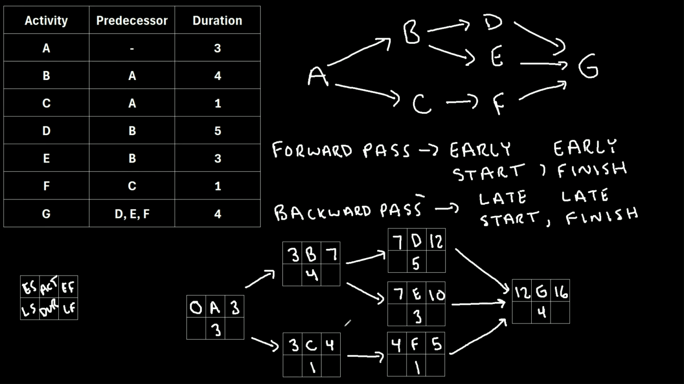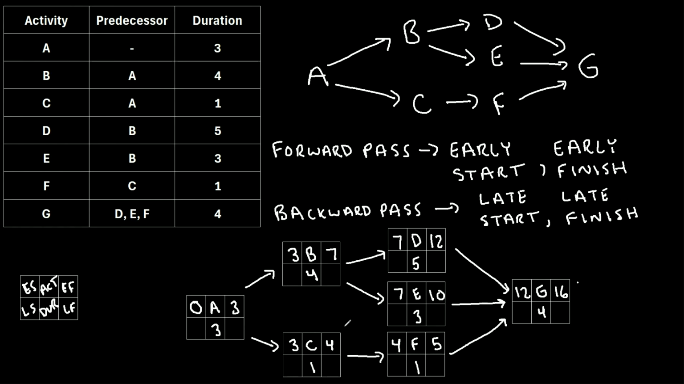Now what we can do is use the backward pass method, and this will allow us to find the late start and the late finish of each activity. And what this tells us is the latest day that an activity could start without delaying the project or without increasing the duration of the project. And the late finish similarly tells us the latest that an activity could finish without delaying the entire project or increasing the duration of the entire project.